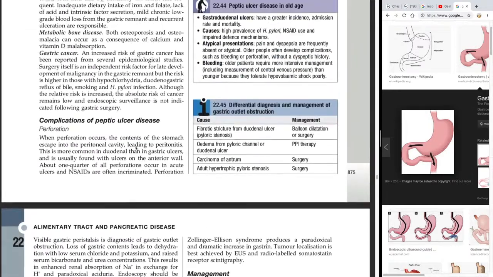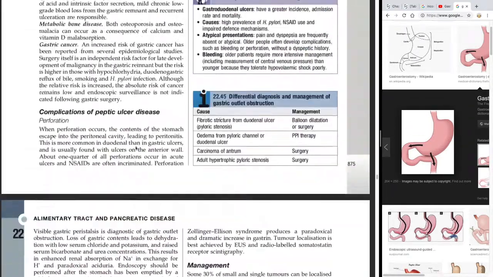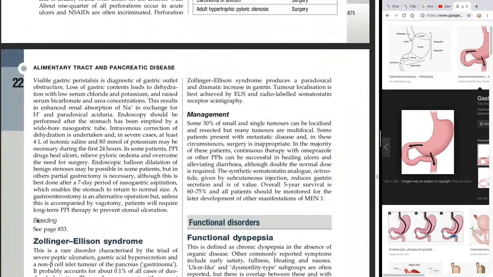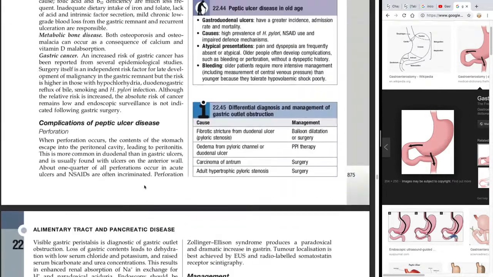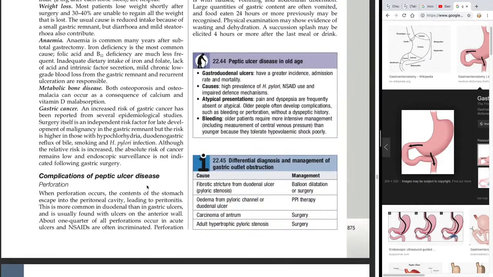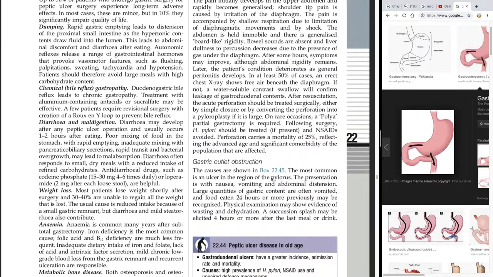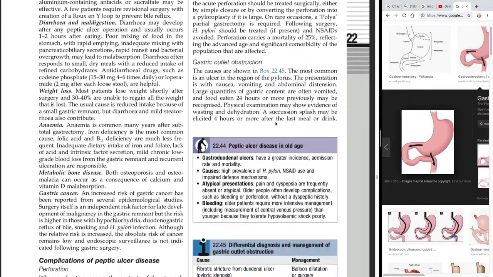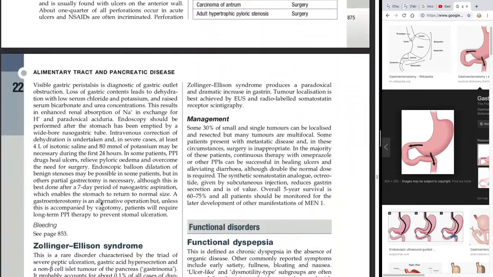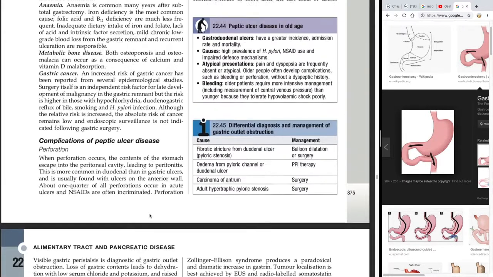And I think that's all for gastric outlet obstruction. And then there's bleeding. That's the third complication of peptic ulcers. So remember, peptic ulcer disease complications, you can present as perforation, or you can present as gastric outlet obstruction, or you can obviously have bleeding from the ulcer.